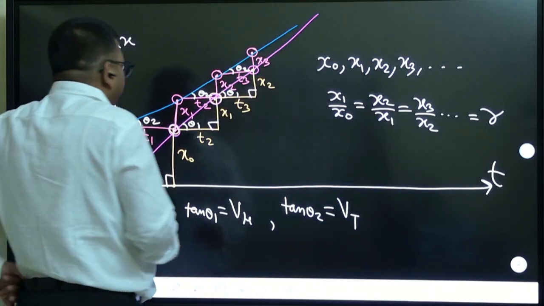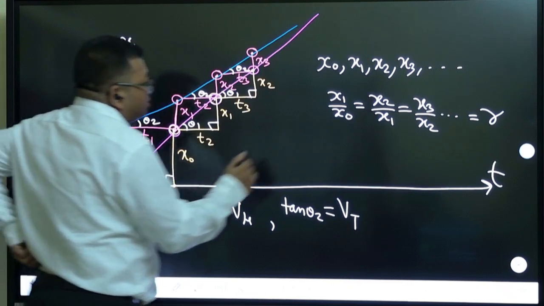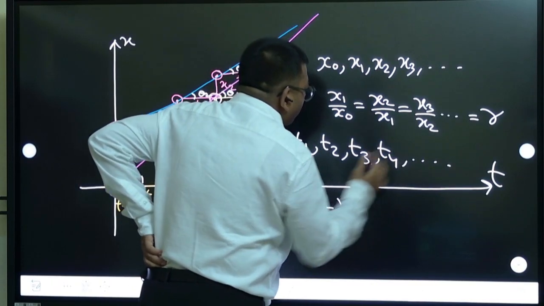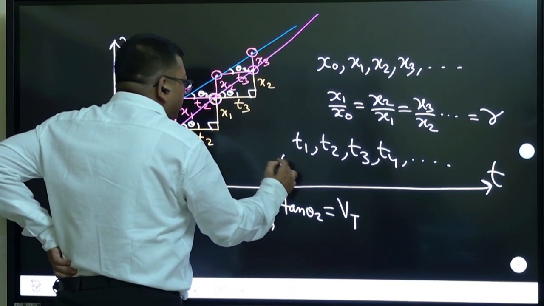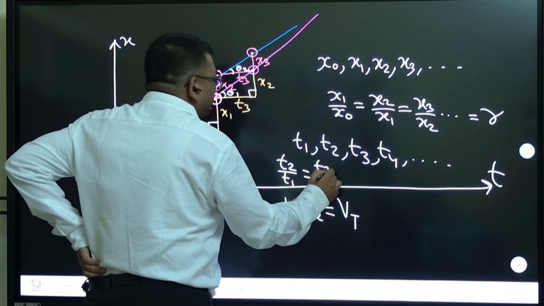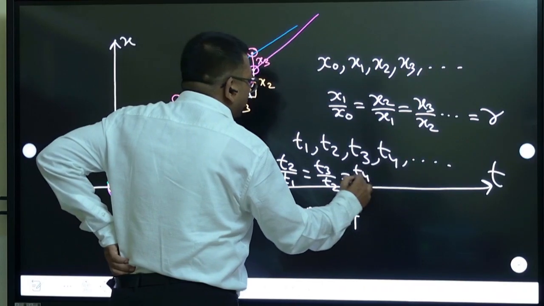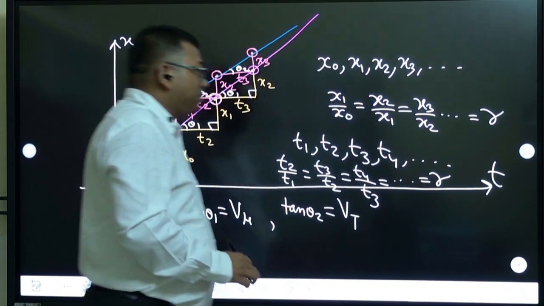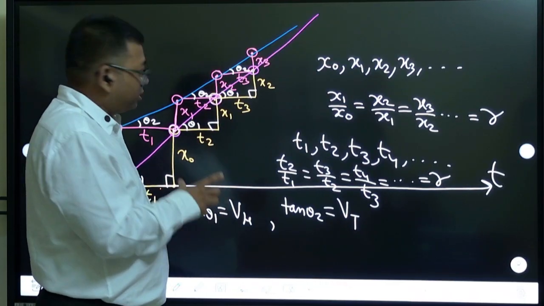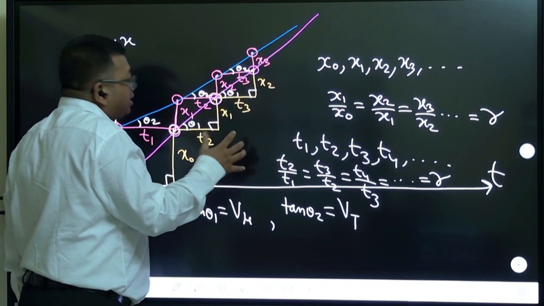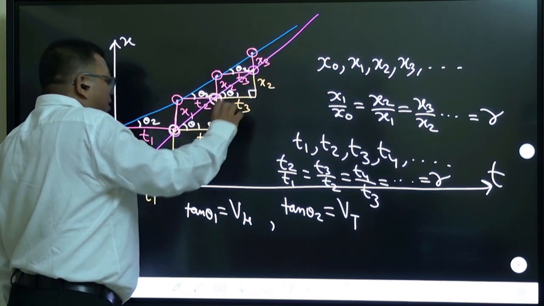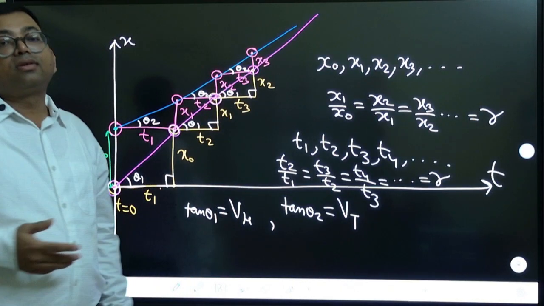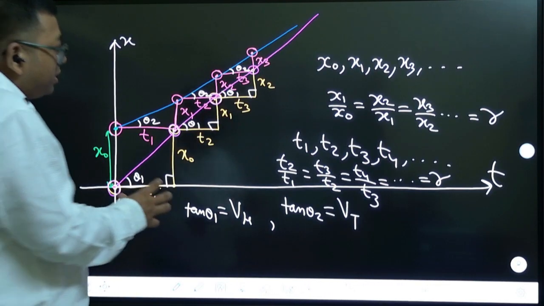So similarly, time T1, T2, T3, T4 will also be forming a similar pattern, and these ratios of time T2 by T1, T3 by T2, T4 by T3 are also going to be equal to r. Clear? First you have to agree to this. Why? Because these sides are decreasing in the same way. If this becomes half, this will also become half, because all these triangles are similar. So these sides will decrease in the same ratio.